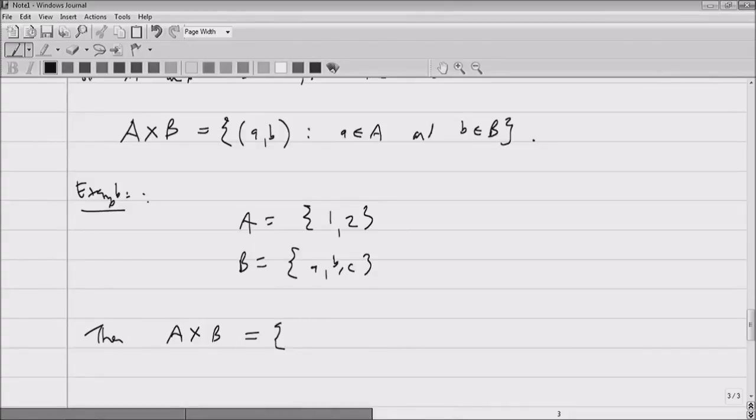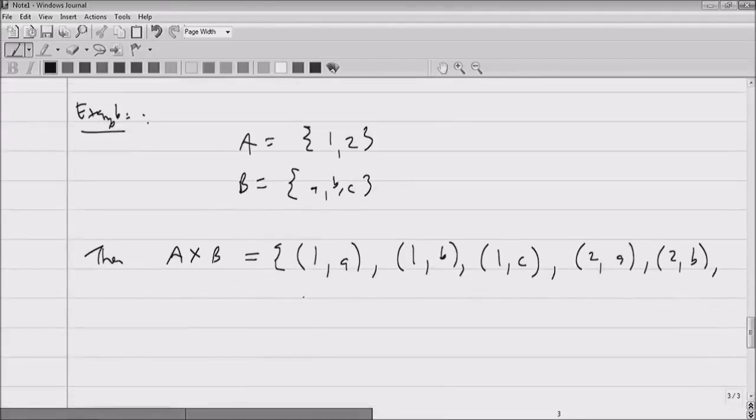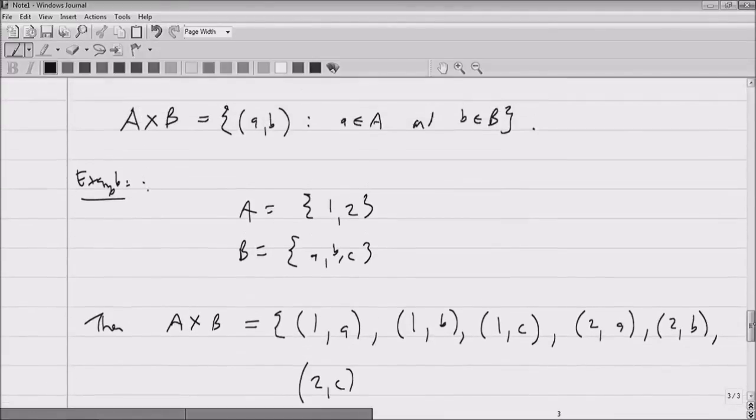And then everything in A times B is an ordered pair. So I'm going to use round brackets for the ordered pairs, with commas, not semicolons. What I'm going to do is list all the possible ordered pairs I can get by taking the first thing from A and the second thing from B. So what are the possibilities? Well, A has 1 and 2 in it, so you can have 1 and small a, or 1 and small b, or 1 and small c, or 2 and small a, and 2 and small b, and 2 and c.